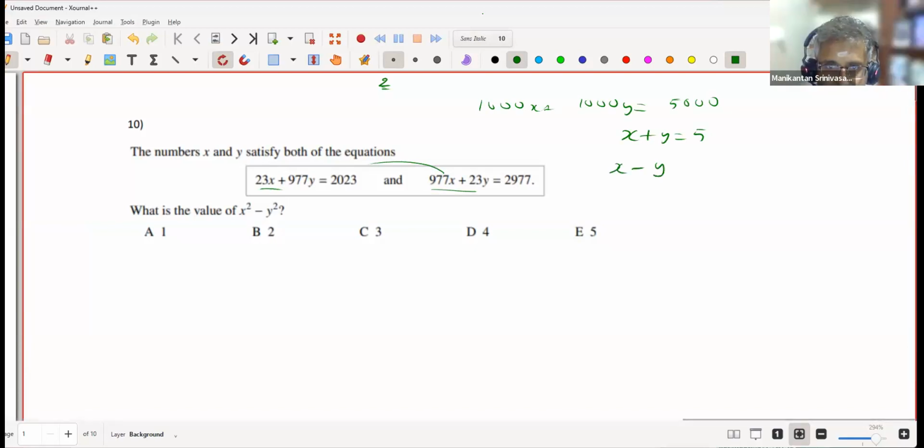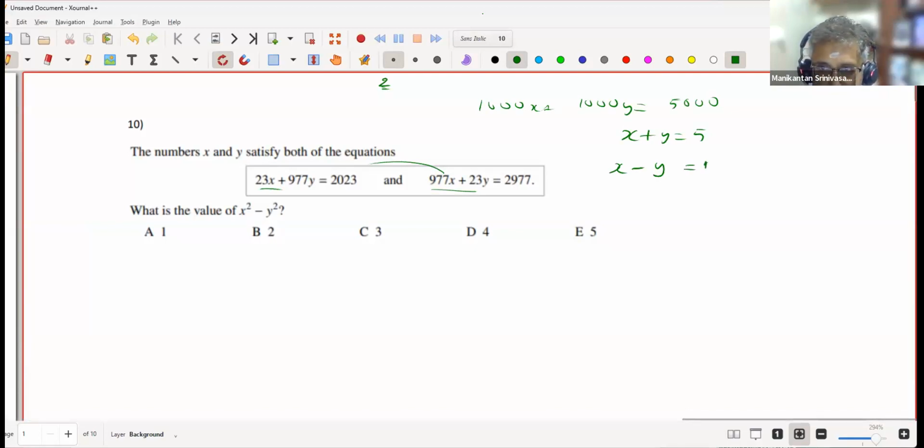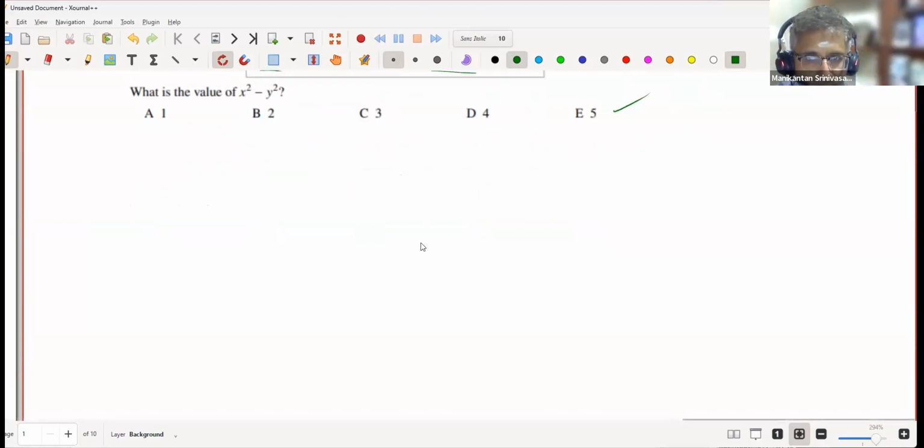Exactly. If I subtract, I get x minus y equal to the same number, 944 or 954, on all the three. x minus y is 1. And then we want x plus y times x minus y, which is just x square minus y square. Therefore, it's 5. Okay. That was question 10. Question 11.